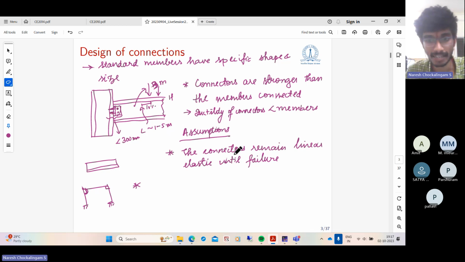So if you assume that the connectors remain linear elastic until failure, after getting all the member forces and applying them and designing the connection, once we get the actual numbers, actual bolt diameter and things like that, we need to check if the bolts really remain linear elastic until failure. That is the key idea. So both from a safety and an economy point of view, we don't want the failure to happen in a connection.